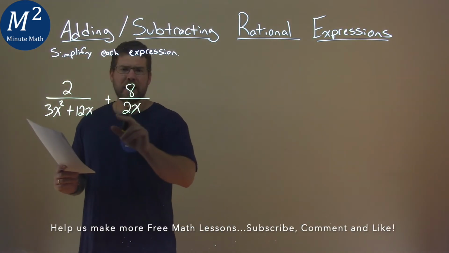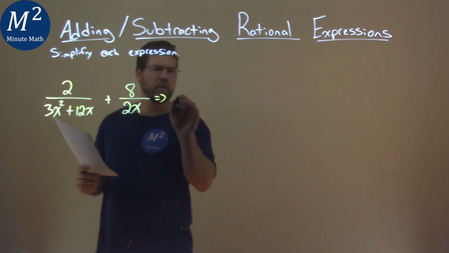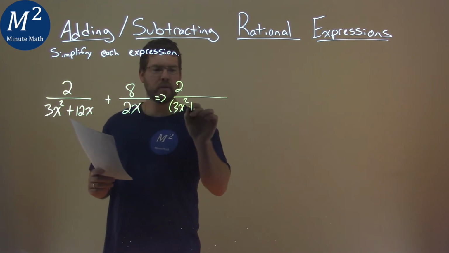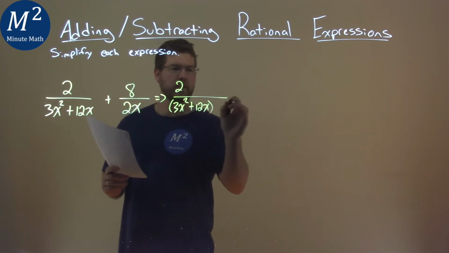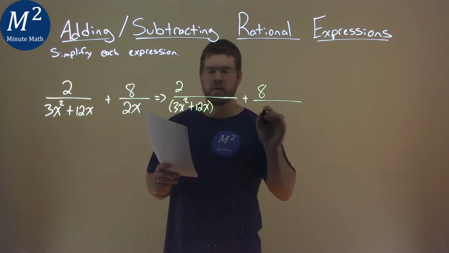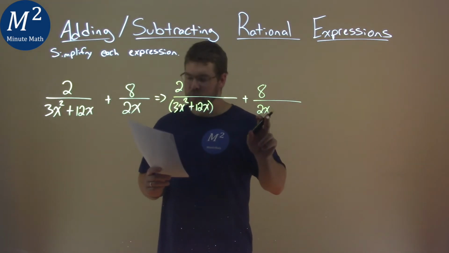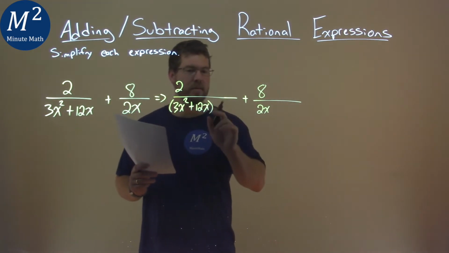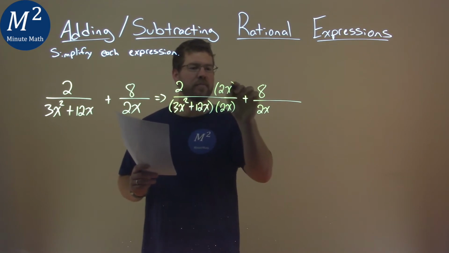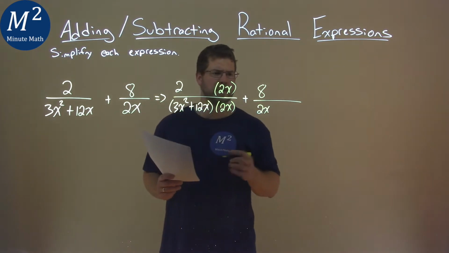Well, I need to have the same denominator here to combine them. So I'm going to rewrite this problem 2 over a 3x squared plus 12x, here, a little space, plus the second part, 8 over 2x. But what I'm going to do is take this denominator of a 2x and multiply it to this side, 2x. But I have to put it over itself, like so. Because 2x over 2x is 1. It doesn't really change it.